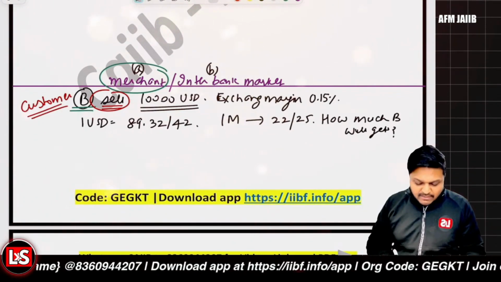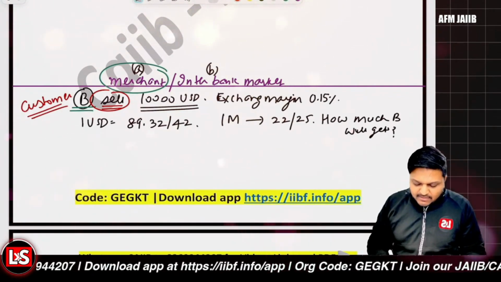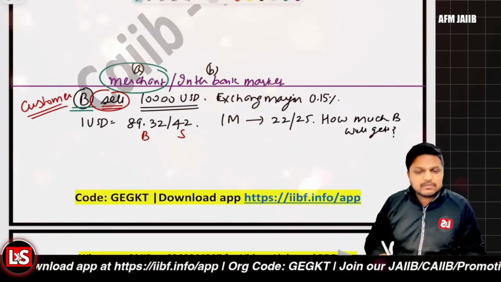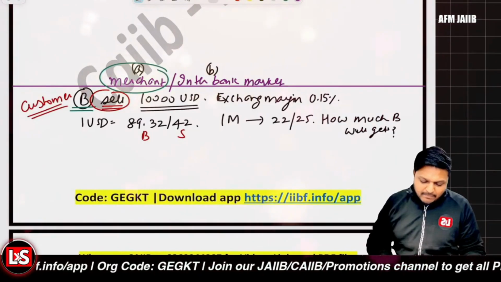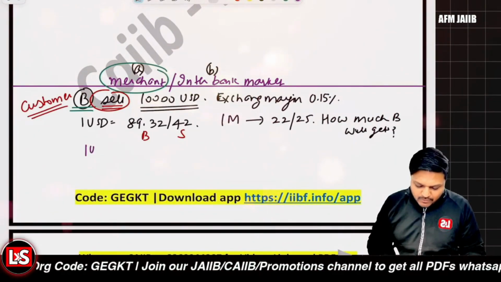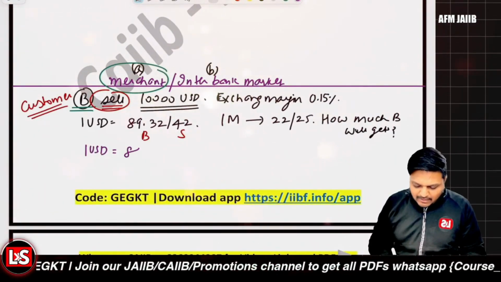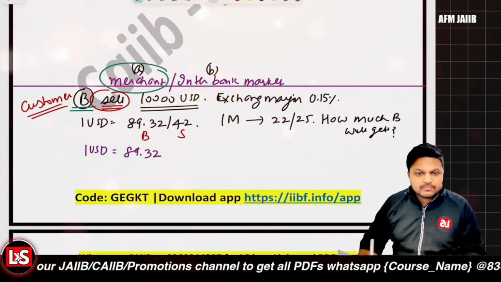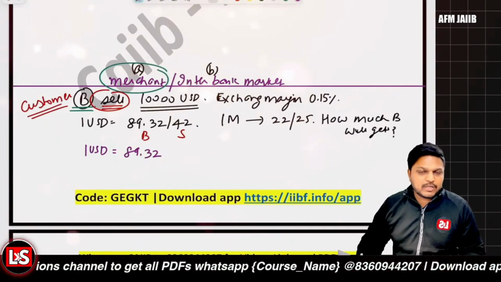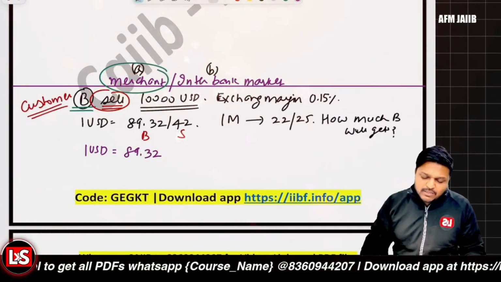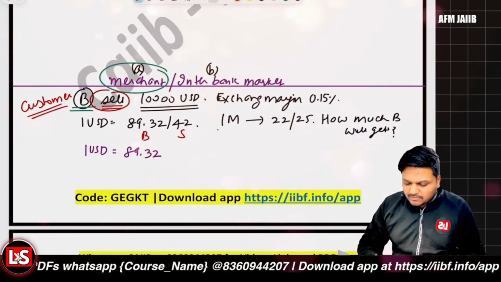So here the spot rate is given, and this is the buying rate and this is the selling rate. Very much easier. Now we are interested in the buying cost from the bank side. So 1 USD is equal to 89.32. Okay. Now, are we to consider the forward rate?